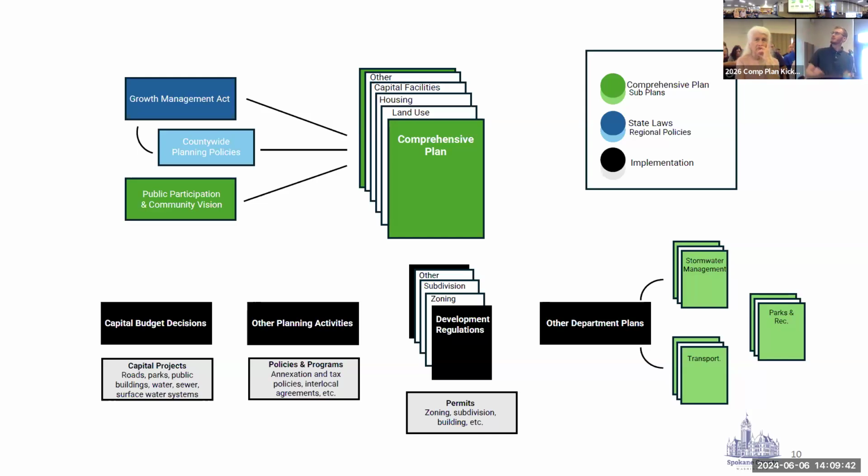So all that put together creates that comprehensive plan. And in our day-to-day operation of implementing it, we have those capital budget decisions. It advises your decision makers on how they're going to invest in certain capital facilities to meet that growth. Other planning activities include annexation, tax policies, and interlocal agreements between other jurisdictions.